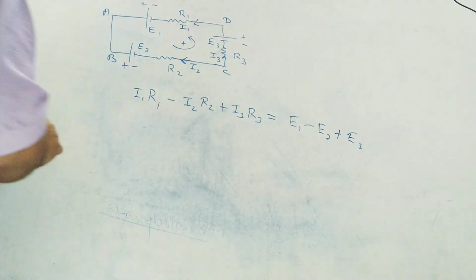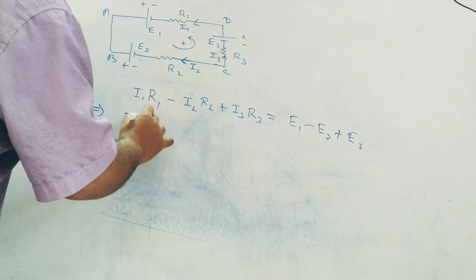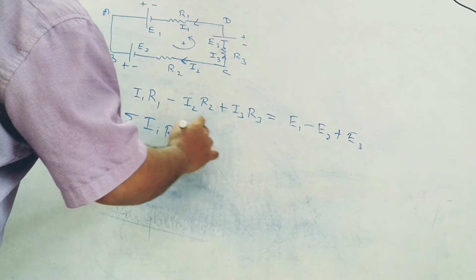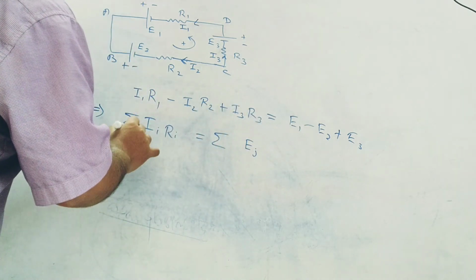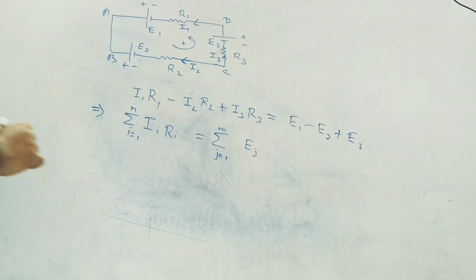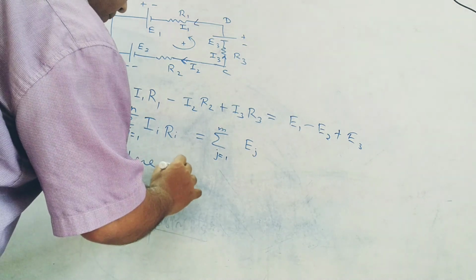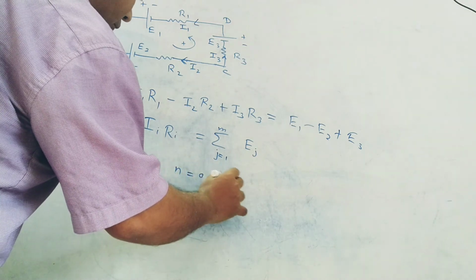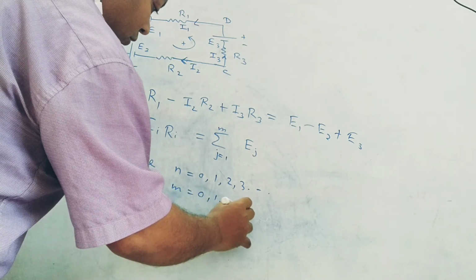And this gives summation of Ii Ri is equal to summation of Ej, where i is equal to 1 to n and j is equal to 1 to m, where n and m stand for any positive integer, where n is equal to 0, 1, 2, 3 and so on, and m stands for 0, 1, 2, 3 and so on.